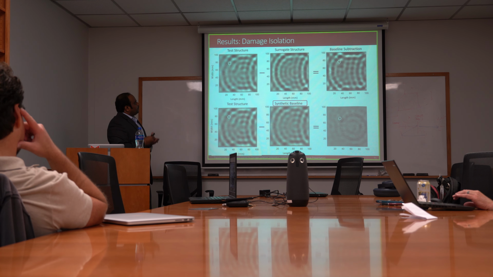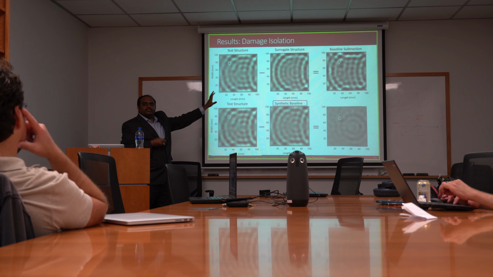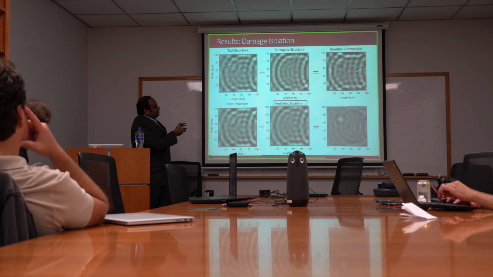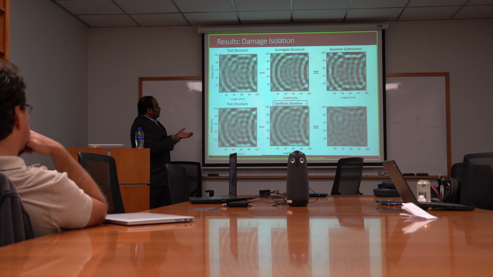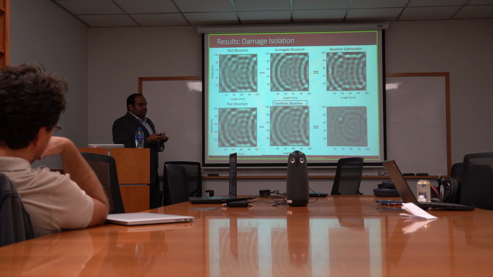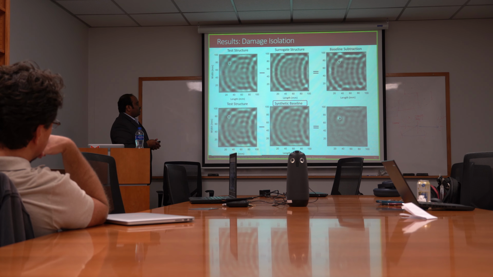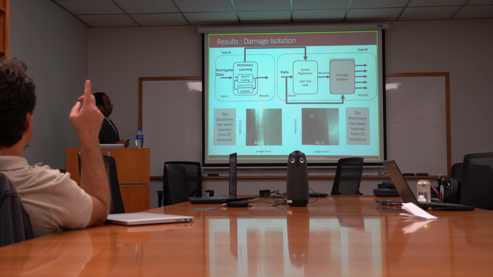So here, in this slide, what I do is I take the test structure, I directly take the surrogate structure, which is a steel structure, I do the baseline subtraction and show that this is bad. And using synthetic baseline created from the dictionary learning, I show that this is a very nice visualization of the damage reflections.